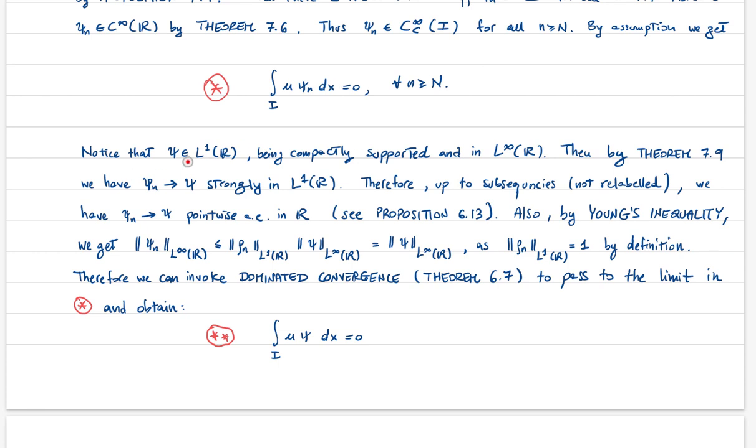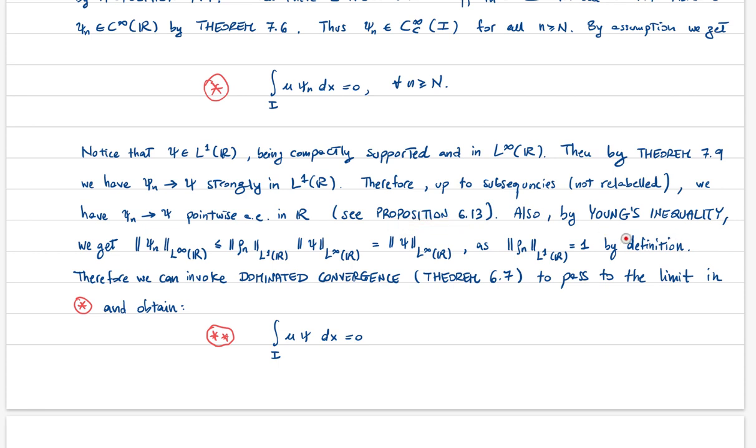Okay, so now notice that psi is L1 since it is L infinity and also compactly supported. Therefore, by the theorem on approximation for convolutions, we have that psi n converges to psi strongly in L1. And therefore, up to subsequences, we have that psi n converges to psi pointwise almost everywhere in R. And this result is given in proposition 6.13 in the appendix about LP spaces.